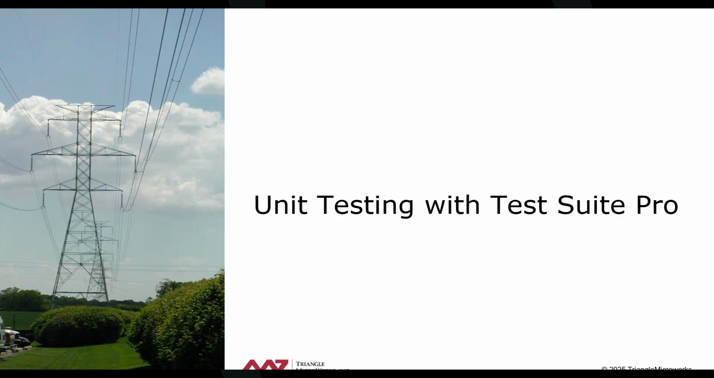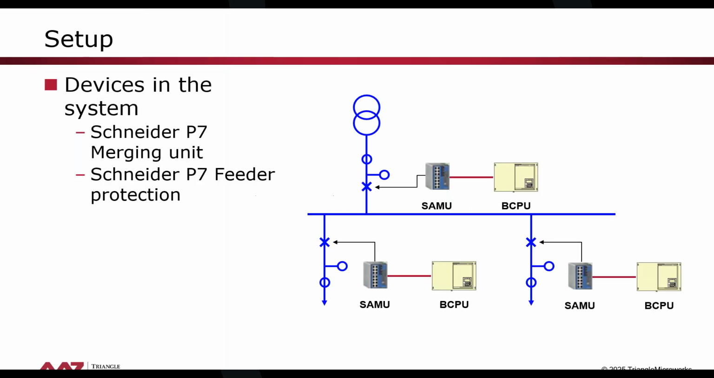Before we start with the unit testing demo, I wanted to show you a quick introduction on what our system setup is. So basically, what we assume as the future system is a substation with an incoming feeder and a couple of outgoing feeders. In each of these bays, we have basically a standalone merging unit, and we have a bay control and protection unit, basically a feeder protection. What we are using here in our demo is devices from Schneider, the P7 series. We have a merging unit and we have a protection.